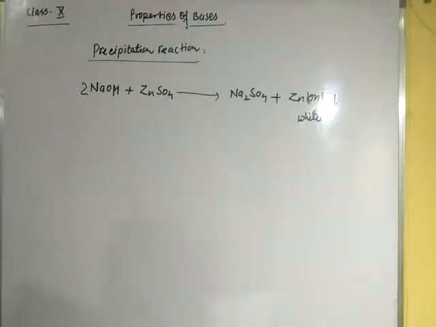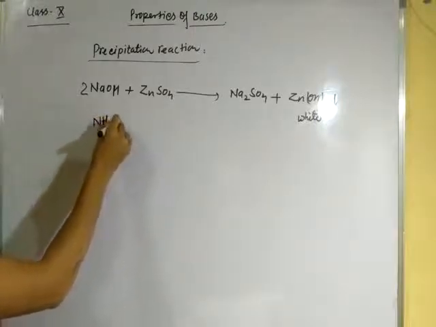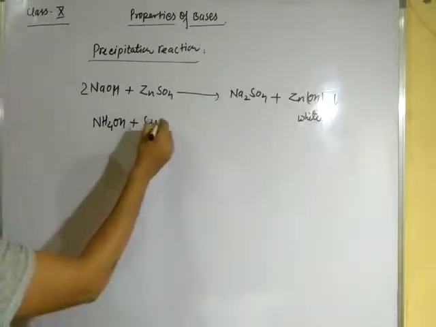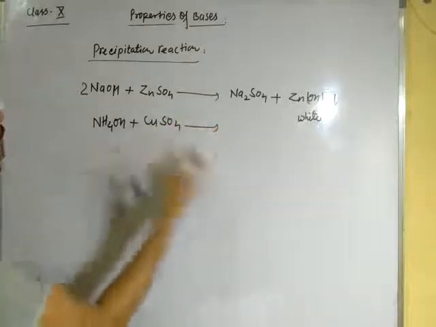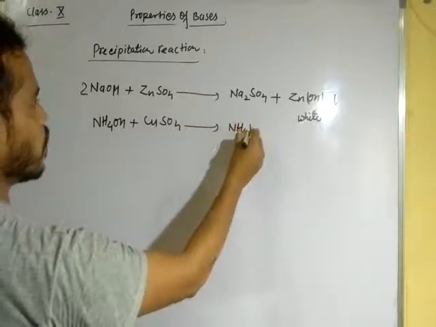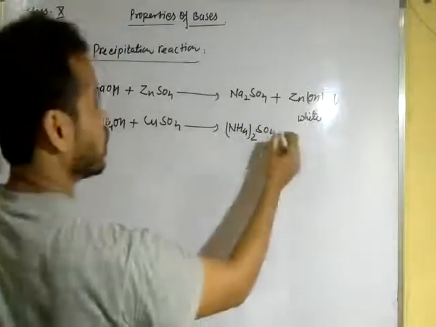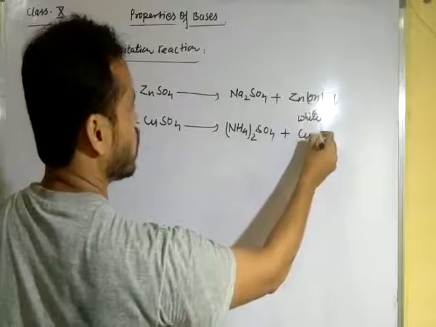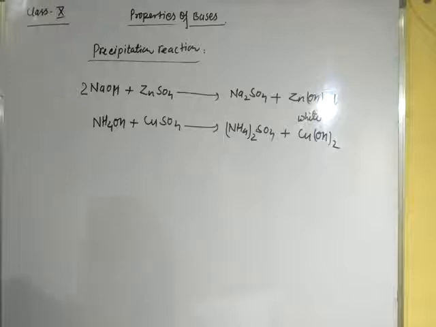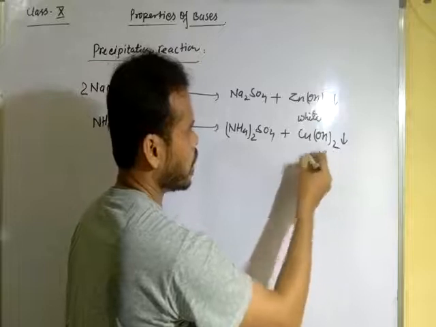Okay, dear student. Next one is when copper sulfate is treated with ammonium hydroxide, NH4OH, another kind of base. Ammonium hydroxide reacts with copper sulfate to form ammonium sulfate, (NH4)2SO4, and cupric hydroxide, Cu(OH)2. This is known as cupric hydroxide, and this is in precipitate form, PPT. You can write PPT here.